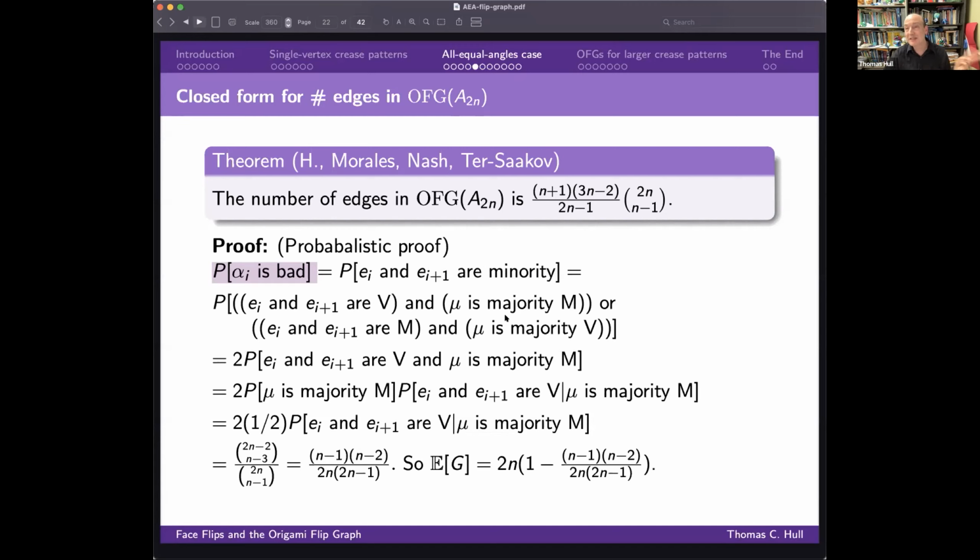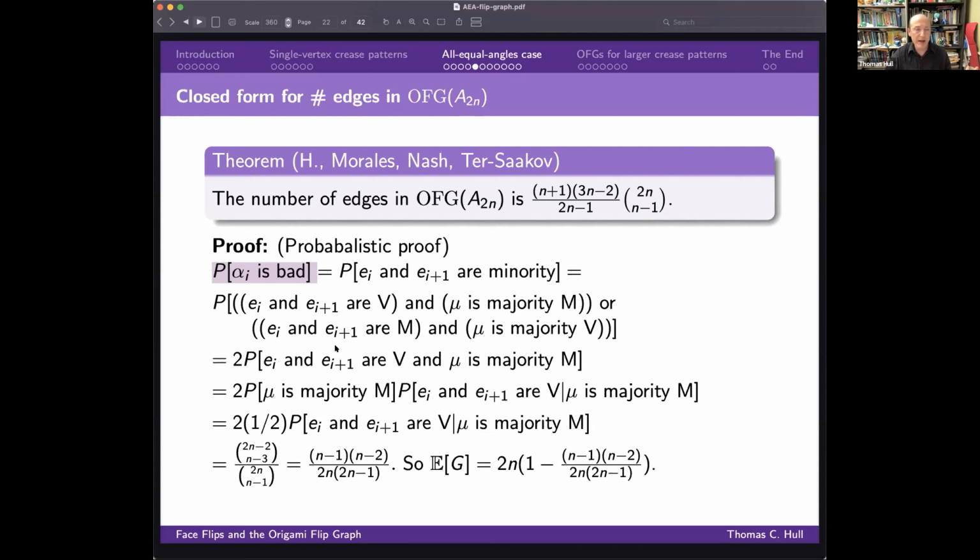That's the 2 cases that could happen. Each of those 2 cases is equivalent, because we have just as many majority mountain valley assignments as majority valleys. So this is equal to 2 times just one of them. Say EI and EI plus 1 are valleys and mu is majority mountain. So what's that probability?